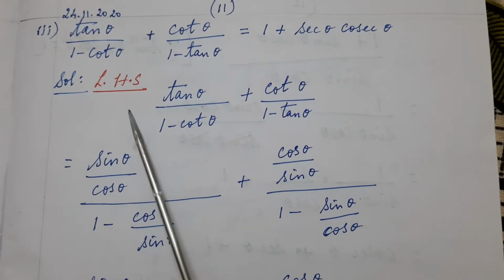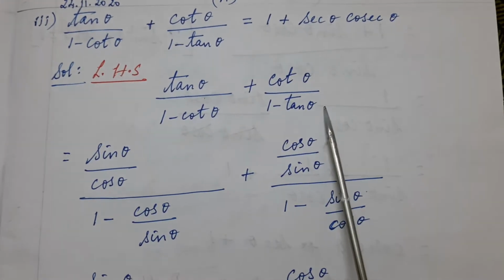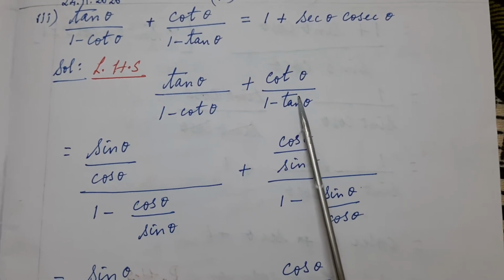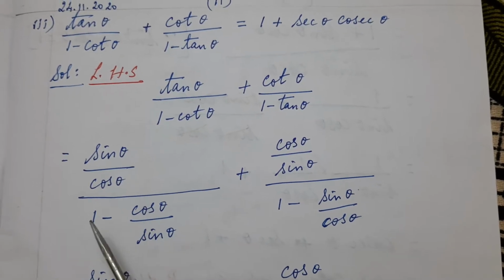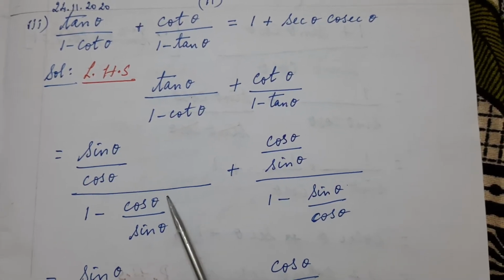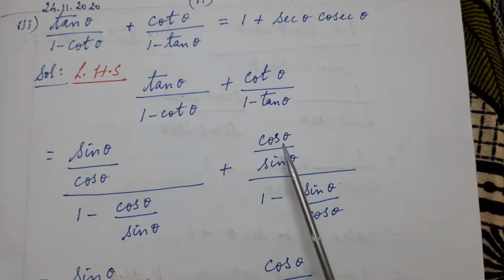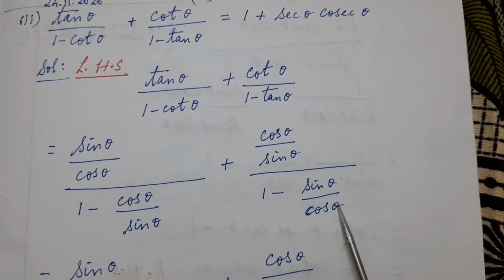Now let us take the left hand side, tan theta by 1 minus cot theta plus cot theta by 1 minus tan theta. Let us write tan and cot in terms of sine and cos. We know tan theta is sin theta by cos theta, so cot will be cos theta by sin theta. So now it is sin theta by cos theta by 1 minus cos theta by sin theta, plus cos theta by sin theta by 1 minus sin theta by cos theta.